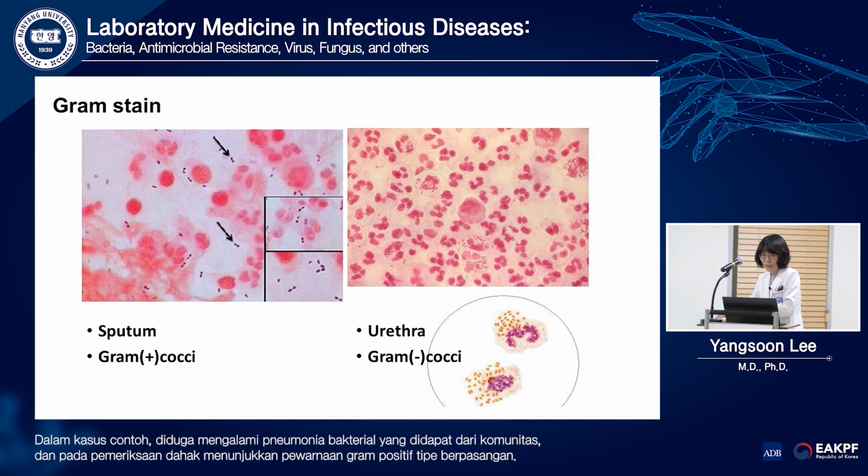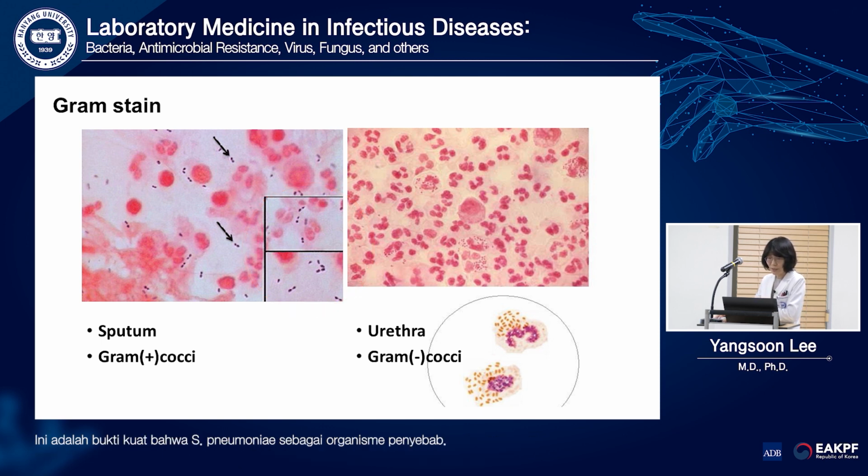In the example case, community-acquired bacterial pneumonia is suspected, and the sputum test reveals a pear-like, gram-positive stain of cocci. It is strong evidence that S. pneumoniae is the causative organism.